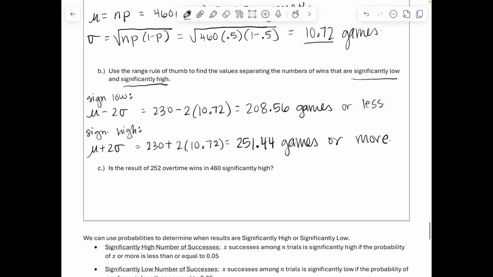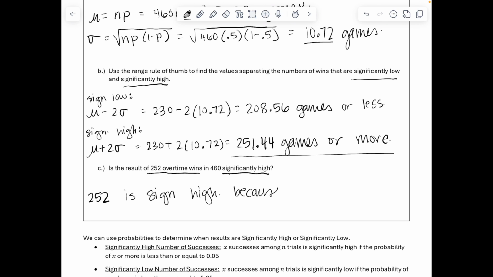Part C says, is the result of 252 overtime wins in the 460 significantly high? And so if you look at significantly high that we had up above, it was 251.44 games or more. And so since 252 is more than 251.44, this is significantly high. And the reason why is because 252 is greater than 251.44 games.